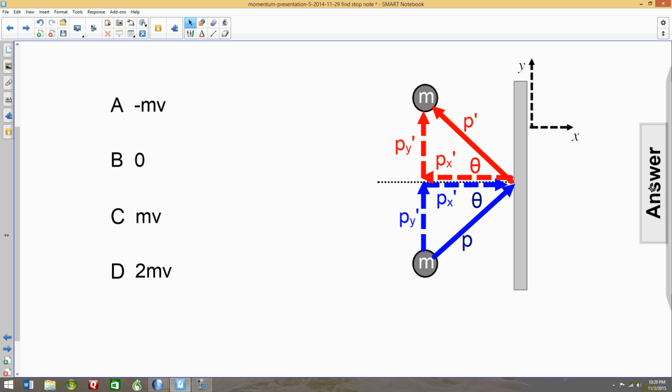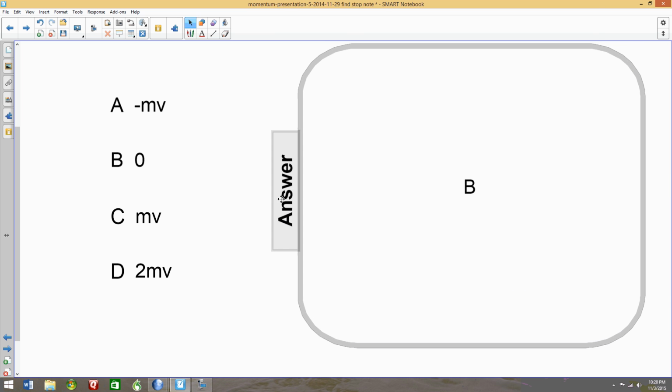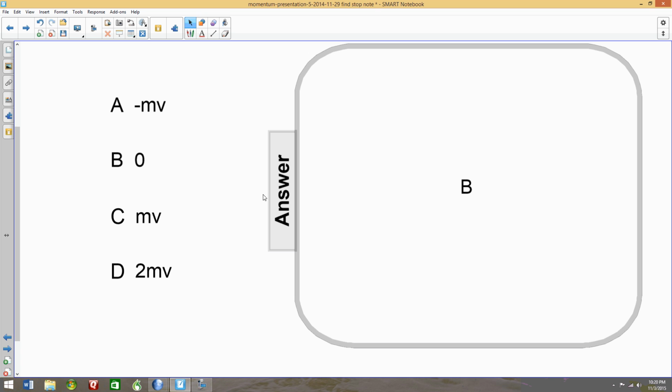Okay, so let's see if you chose the right answer. You should have chosen B, 0. Remember, momentum is conserved in the y direction.